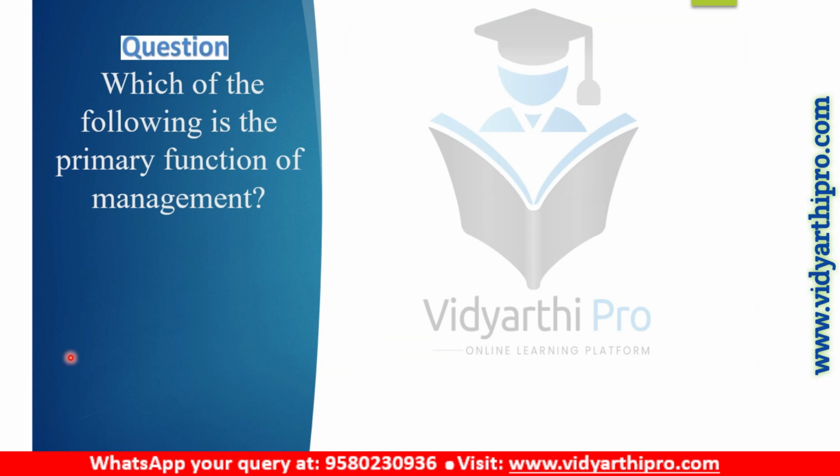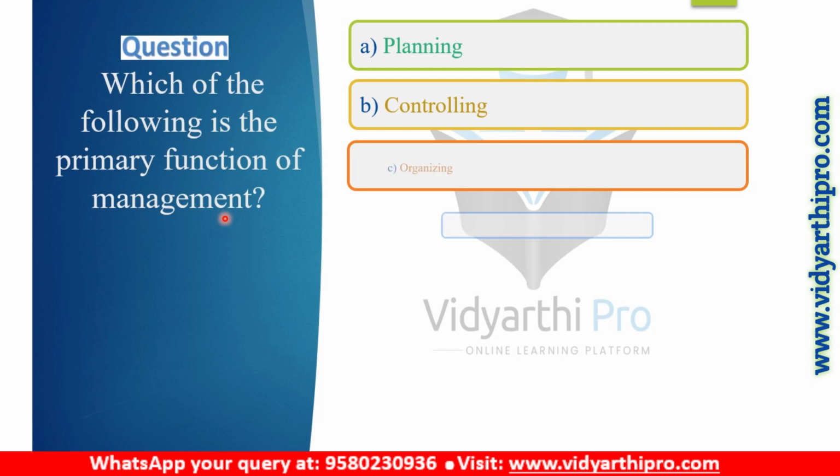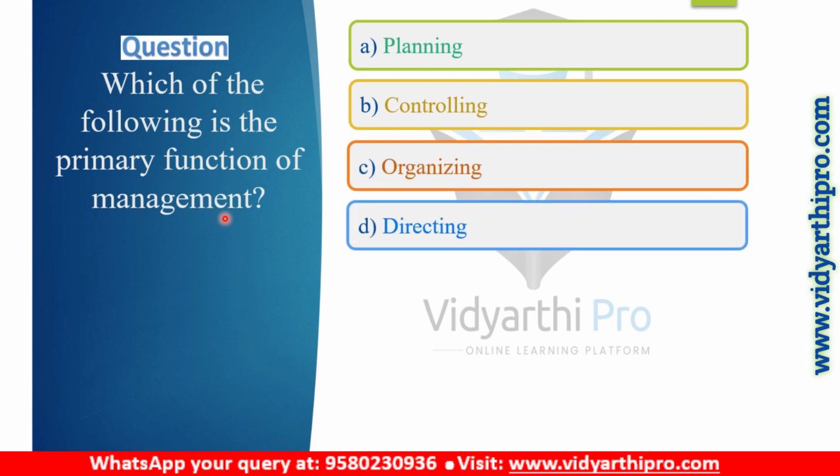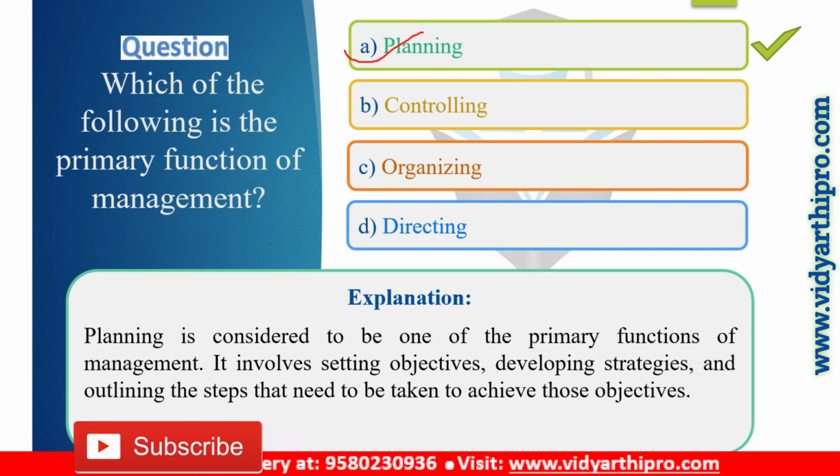Our next question is, which of the following is the primary function of management? Options are option number 1, planning, option number 2, controlling, option number 3, organizing, and option number 4, directing. इनमें से कौन सा primary function of management है? And the correct answer for this question is option number 1, planning. Planning is considered to be one of the primary functions of management. It involves setting objectives, developing strategies, and outlining the steps that need to be taken to achieve those objectives. So सबसे basic और primary function of management हम planning को कहते हैं.